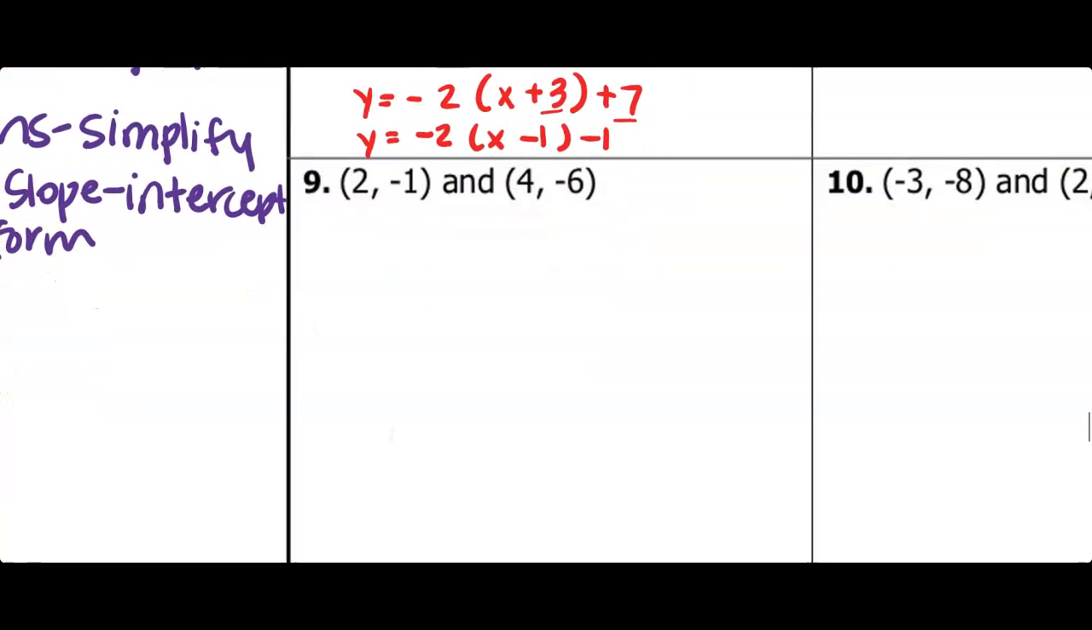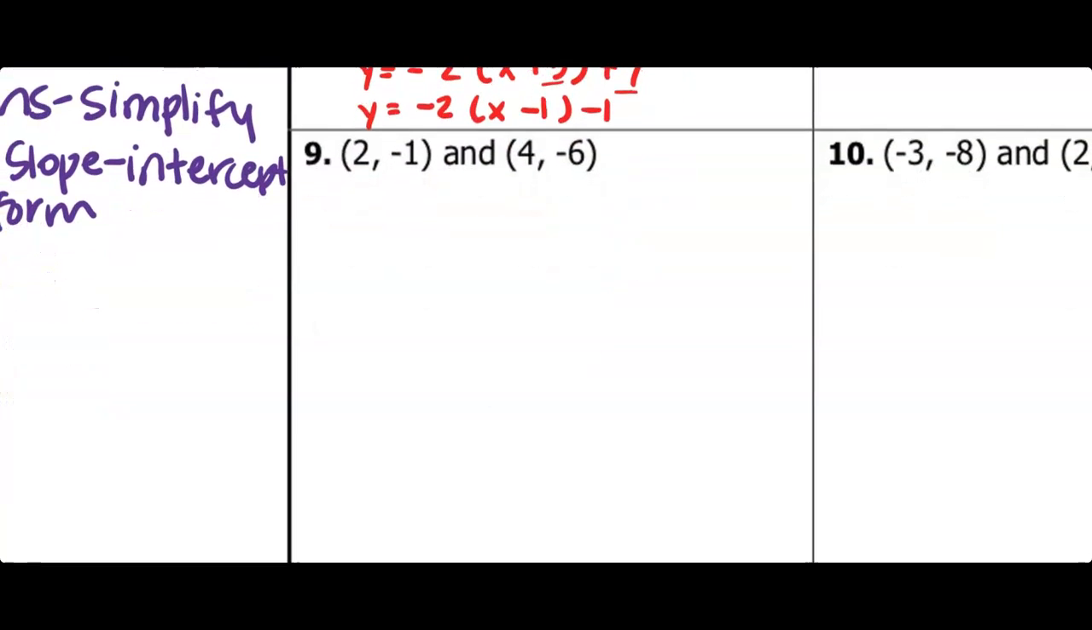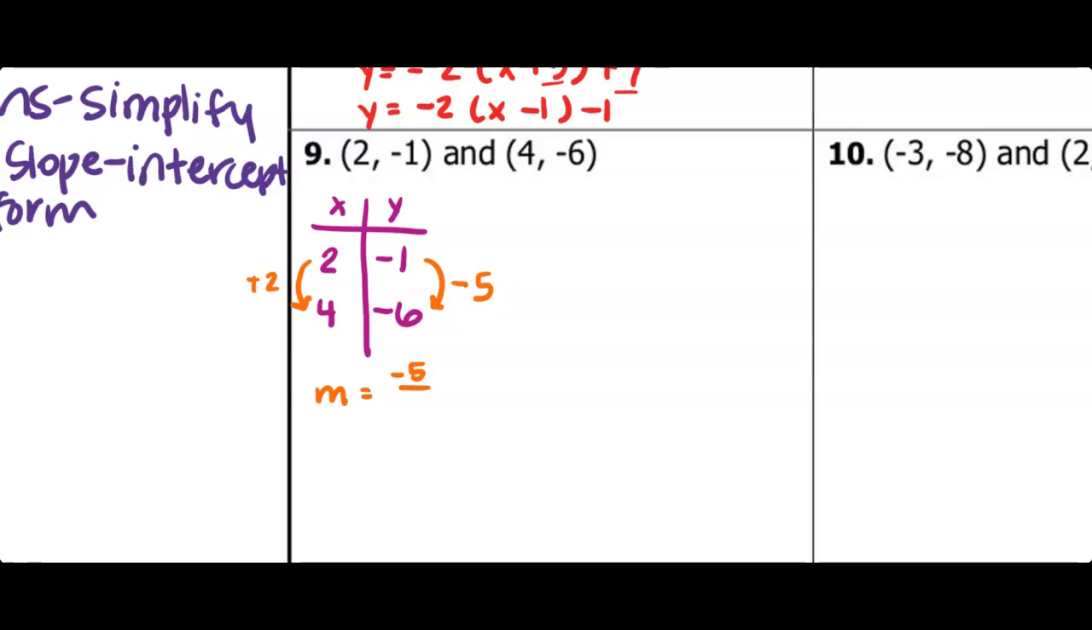So let's do number 9. I prefer to use method 2, which is make a table to find my slope. You are welcome to use the slope formula if you would like. I just find that a lot of students do better with this method. So I'm just going to plug my 2 points into my table, and then I'm going to look at how it changes. So from -1 to -6, I know that I am minusing 5. And from 2 to 4, I'm adding 2. So my slope will be the change in y over the change in x. -5 over 2 is simplified, so I just leave that.